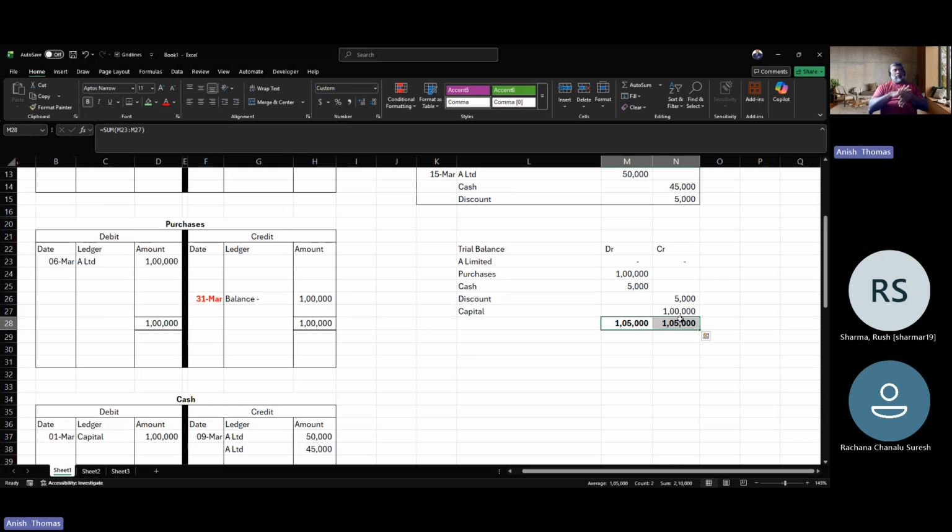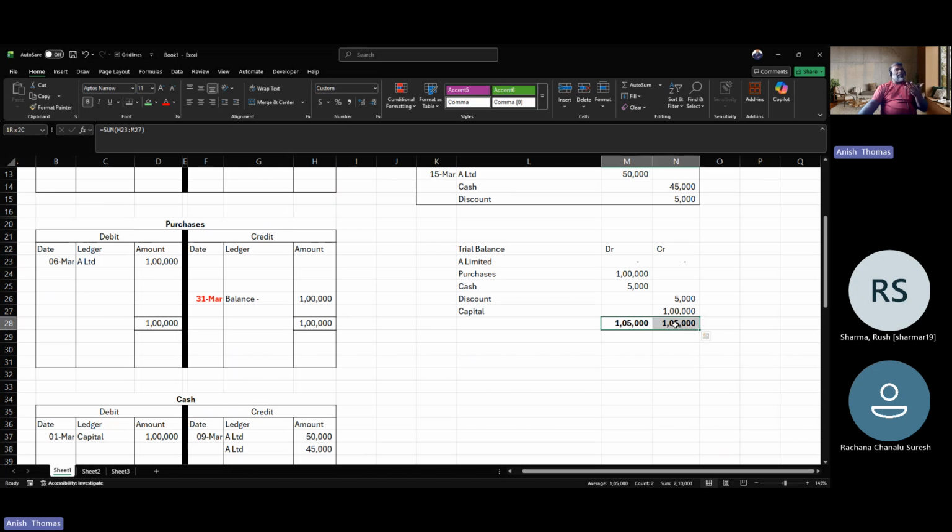But that was in the era of manual accounting. Today in computerized accounting, you are 99.99% not likely to encounter a situation where your trial balance doesn't tally, because every transaction is accounted using the double entry system of accounting.